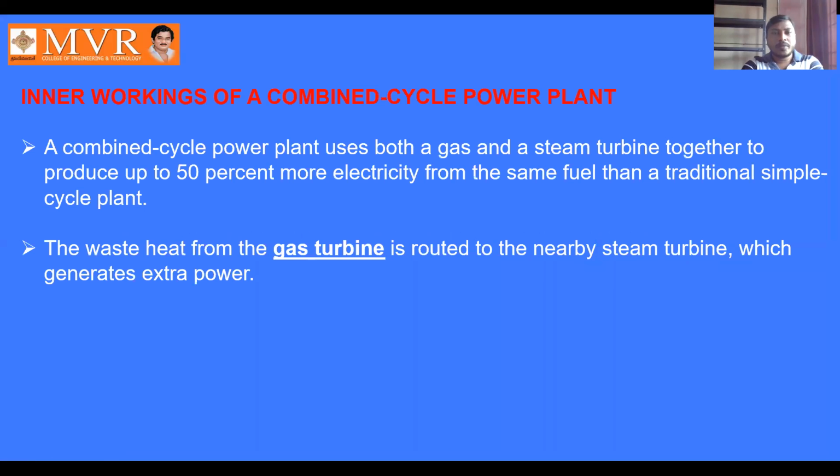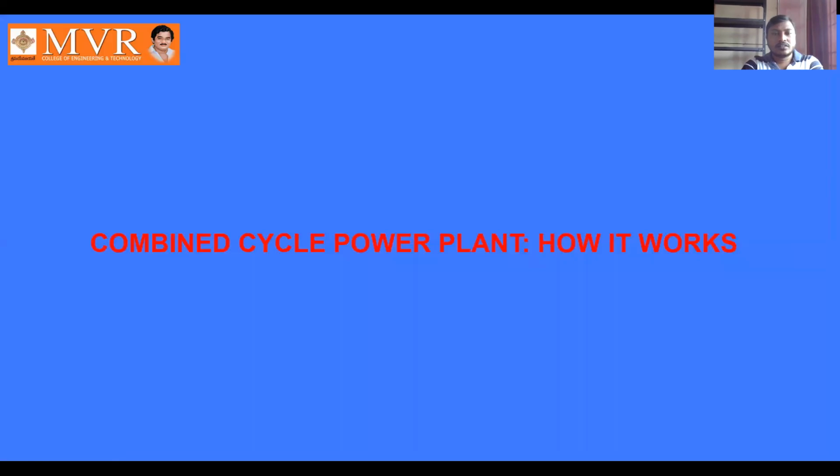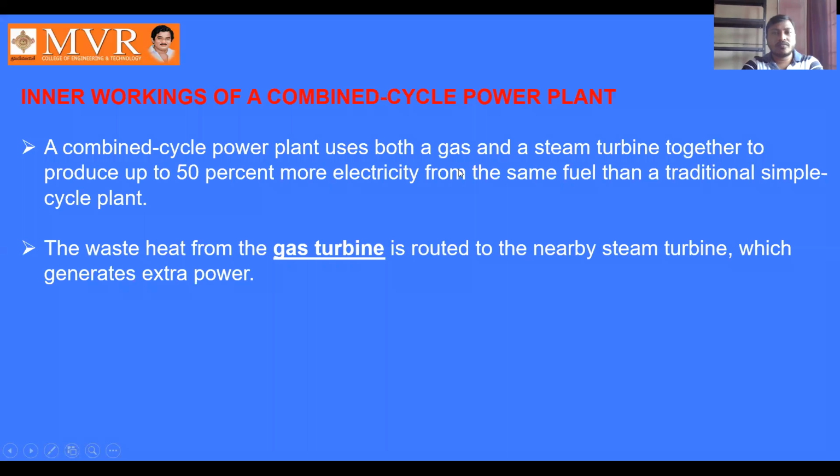And coming to the combined cycle power plant, how does it work? Combined cycle means nothing but steam turbine as well as gas turbine. A combined cycle power plant uses both a gas and a steam turbine together to produce up to 50% more electricity. For getting 50% more electricity than what comes out of the gas turbine alone.